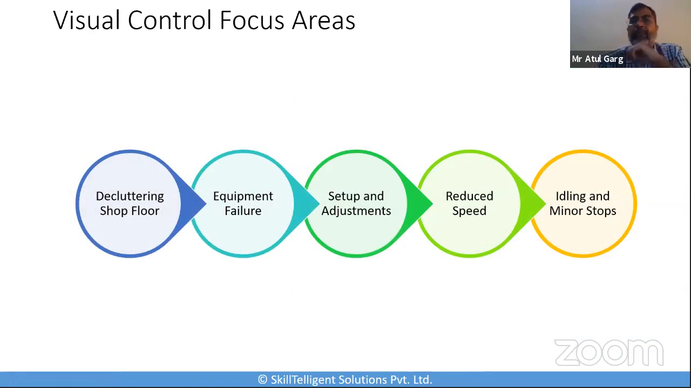Management decides to focus on 5 areas. First, let's declutter the shop floor, and then focus on the 4 major losses. The first one being equipment failure. Second, setup and adjustment. Third, reduced speed. Fourth, idling and minor stops. So these are the 5 areas which they identify for implementing visual controls to manage these losses.